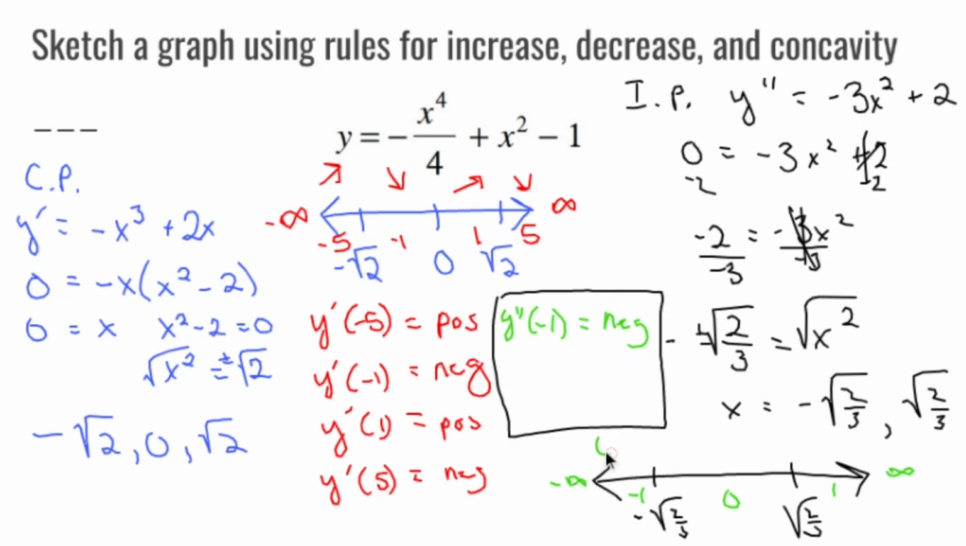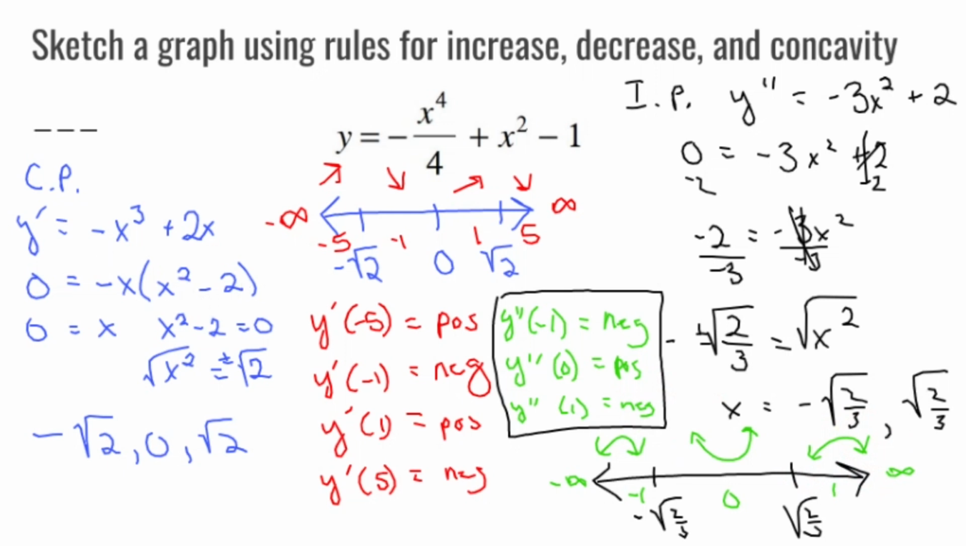So right here we have concave down. If I plug in 0 for y double prime, I get 0 plus 2, which is positive, concave up. And if I plug in regular 1 to y double prime, I get literally the exact same as I get over here. So I get negative, which makes that concave down.